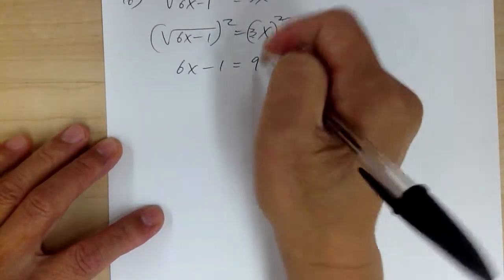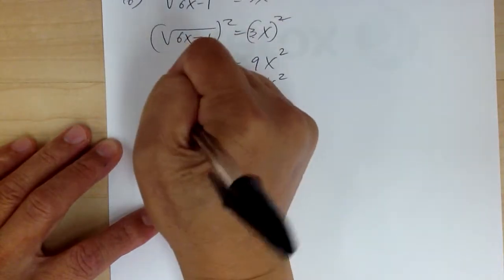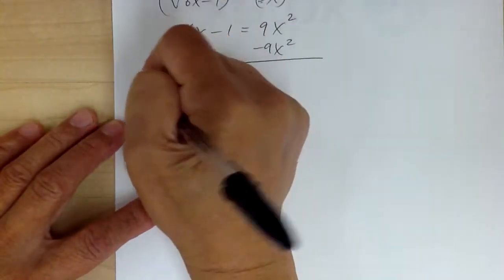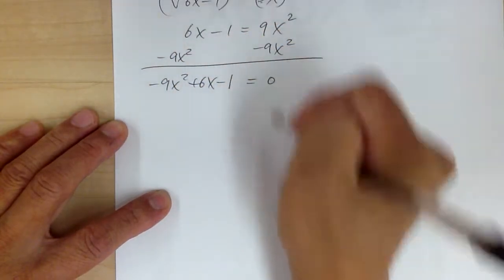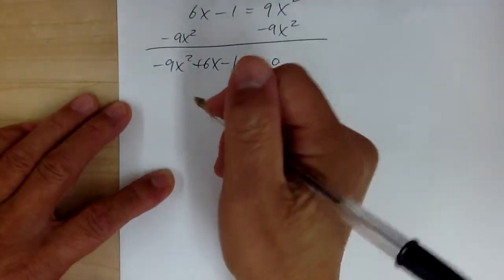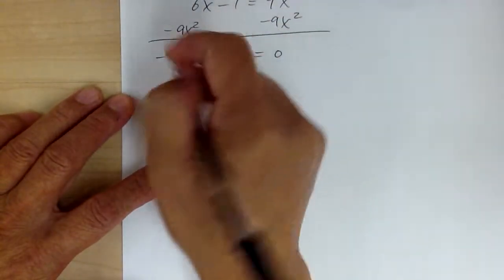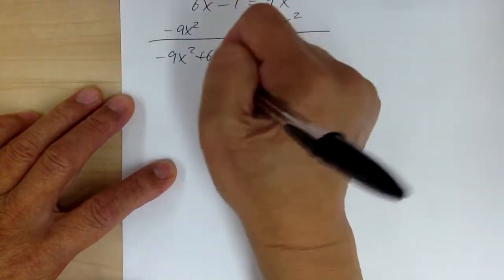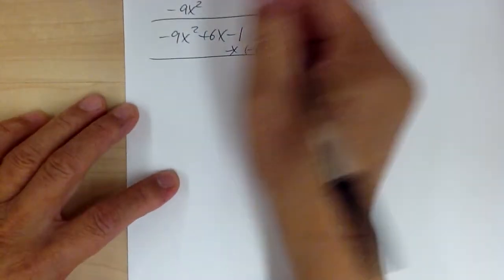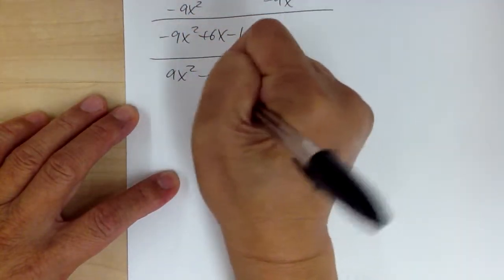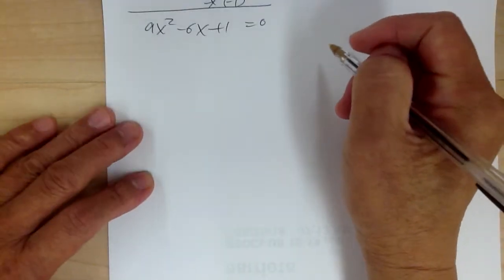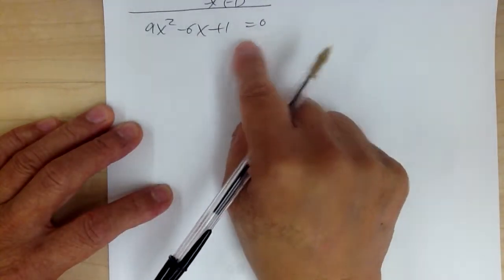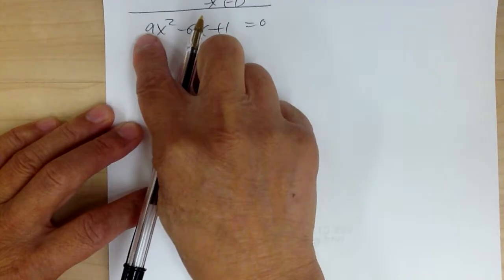You're going to move this to this side, so minus. So you got negative 9x squared plus 6x minus 1 is equal to 0. Okay, then again, you don't want to factor with a negative in front, so I'm going to multiply everything by negative 1. So I get 9x squared minus 6x plus 1 equal to 0. Okay, then I'm going to do factoring. Step 1, common factor. Okay, cannot. Okay, I'm going to do step 2, special factor, perfect square.